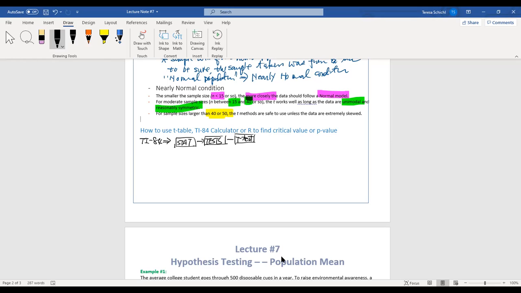Okay, so now let's stop here. In our next video, we're going to continue with the t distribution, and look at how to use the t table and how to use R to calculate that. Let's stop here for this video and talk to you in our next video. Okay, bye.